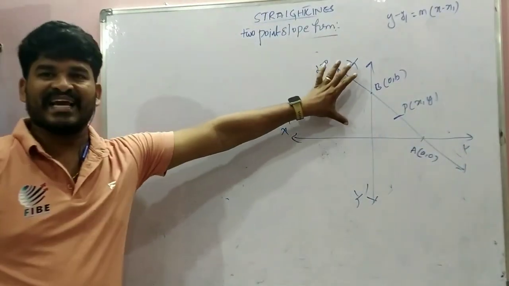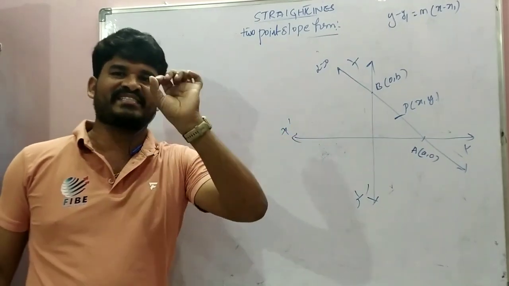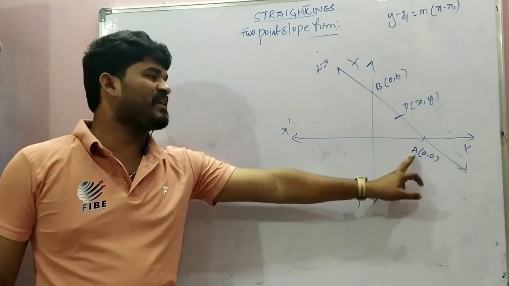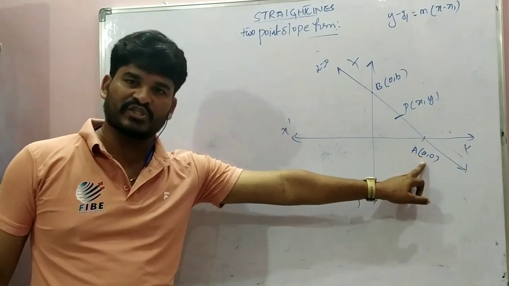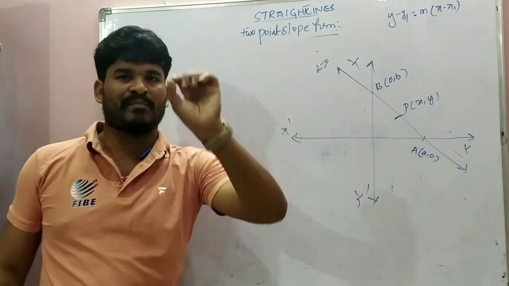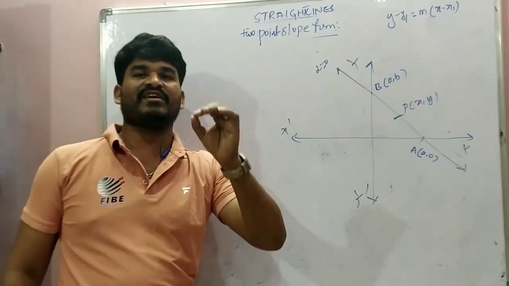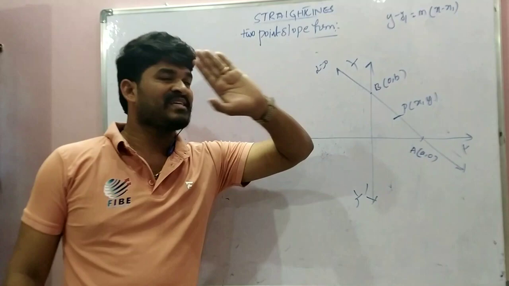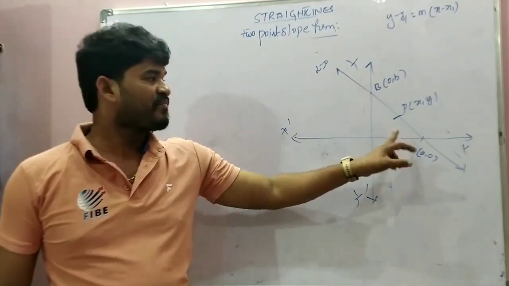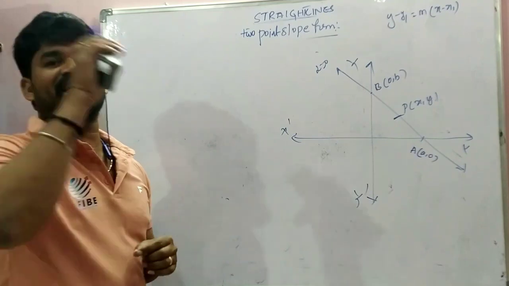Understand? This L line is this line. This straight line intersects the x-axis at (a, 0). Similarly, point B intersects the y-axis at (0, b). Clear? One point P(x, y) is lying on this straight line.